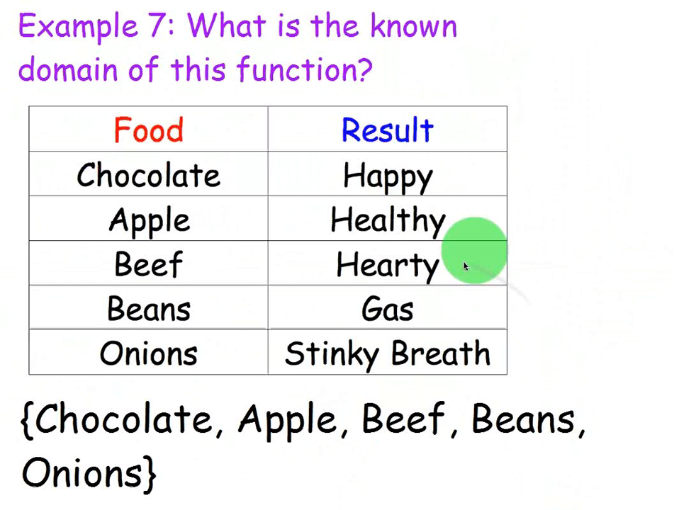Example 7, what's the domain of this function? Input is going to be the food that you eat. Output's going to be the result. And so basically, you're just including all the inputs in because they all have outputs. Okay? So your inputs: chocolate, apple, beef, beans, onions.